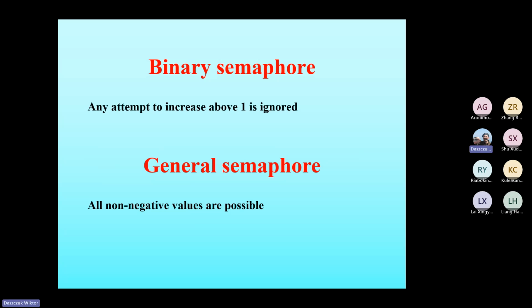There are binary semaphores and general semaphores. A binary semaphore is a semaphore that is used mainly for critical section control. It is 1 when the critical section is free. It is 0 when the critical section is occupied. That's all. The attempt to raise a semaphore that is 1 is ignored. It stays 1.